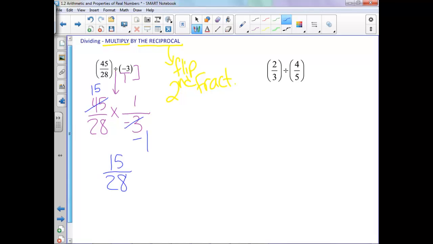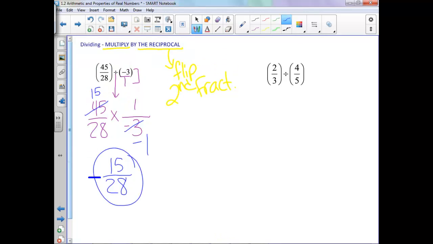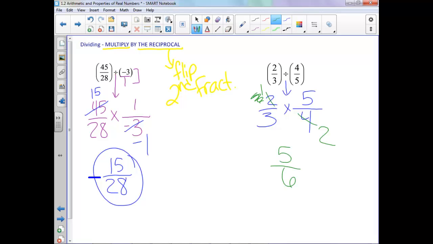And you always want to just double check, is there anything else that 15 and 28 can both be divided by? No, so we're done. However, if you can, you want to keep reducing. This second one, same idea. This first fraction stays. Division becomes multiplication, and you flip the second fraction. What can we divide out? Well, we can take a 2 out here. Whoops. Into 1, and this becomes a 2. We divided a 2 out from both. Nothing else will divide. It's 5 over 6.